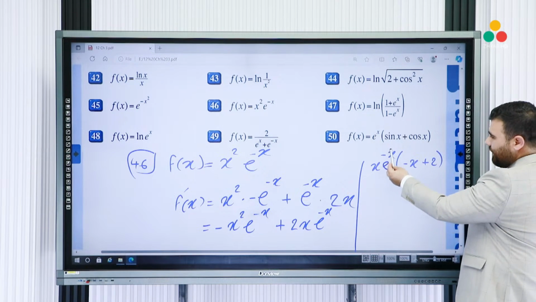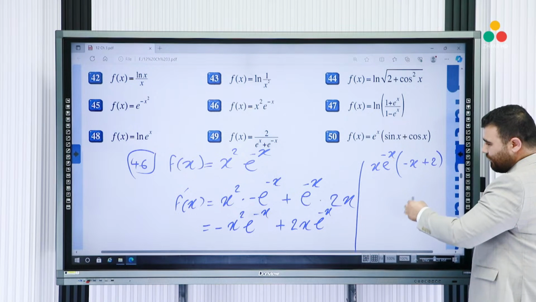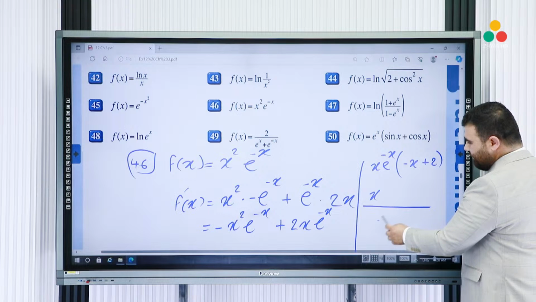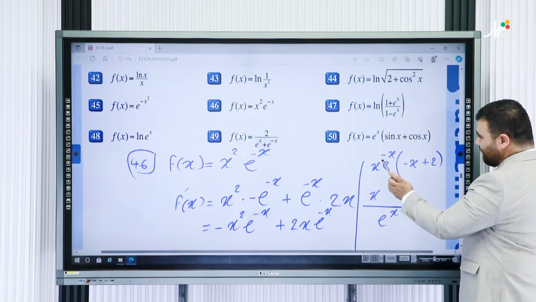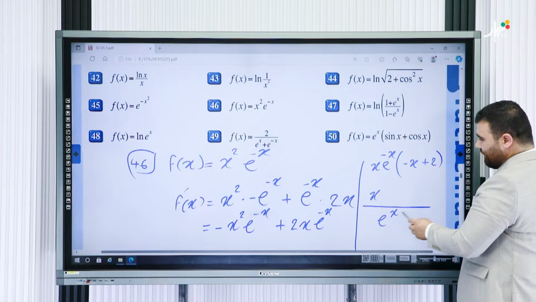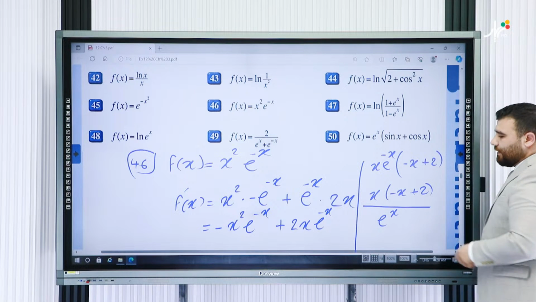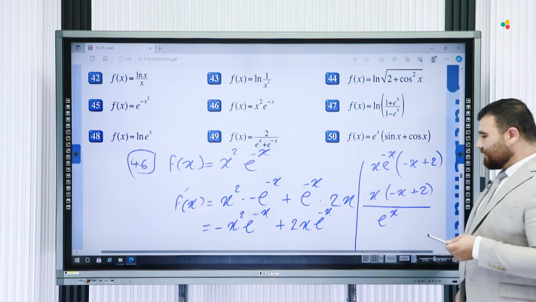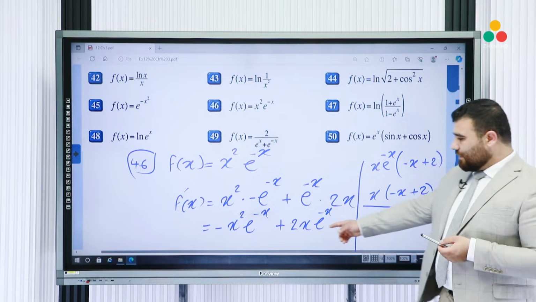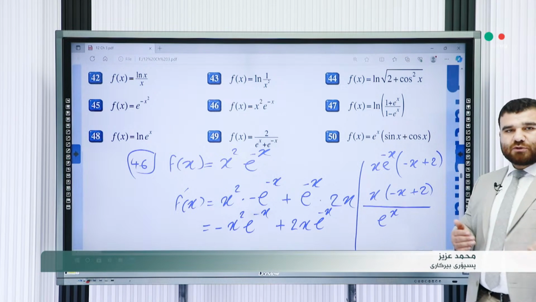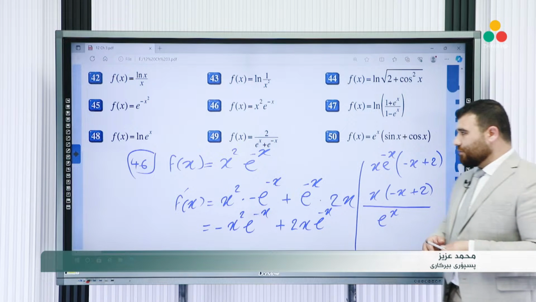Now, this part, since it has a negative power, it can go down. Then it will be x over e^x. The x has no negative power, only e has a negative power. Negative x plus 2, or 2 minus x, or negative x squared plus 2x. Anyhow, these are all correct, but whichever way the multiple choice is given would be your best way in the exam.